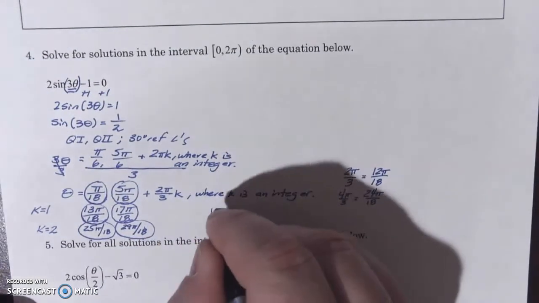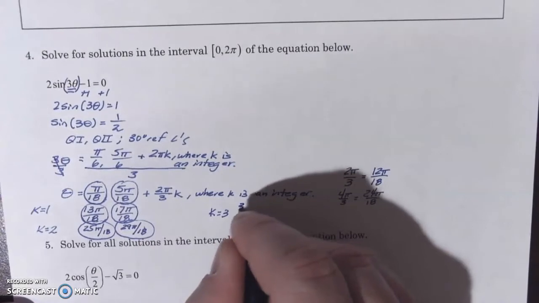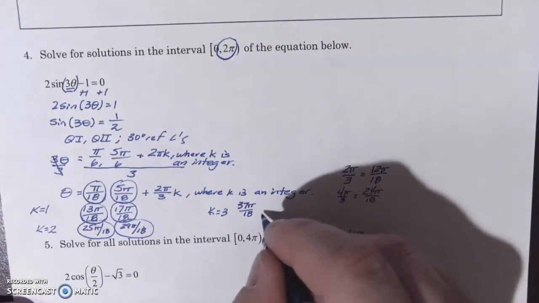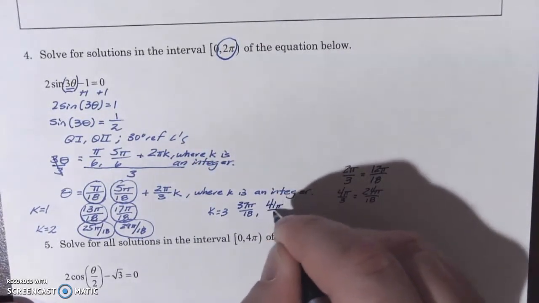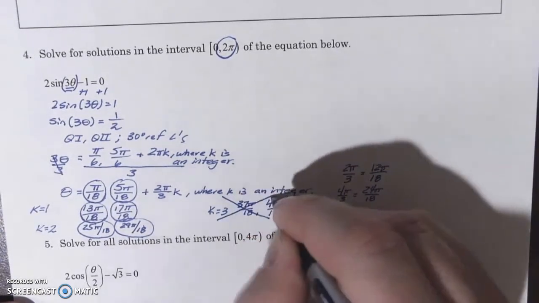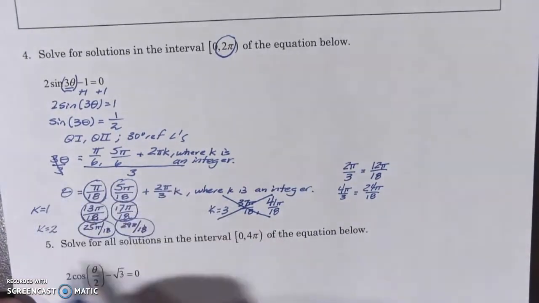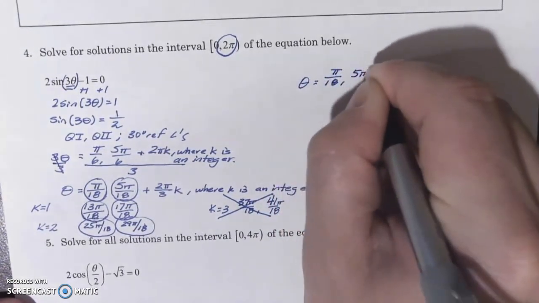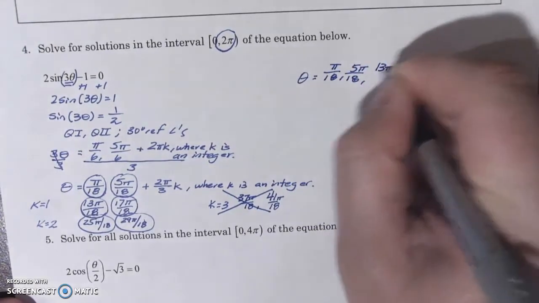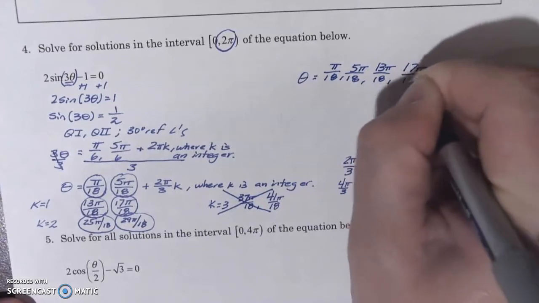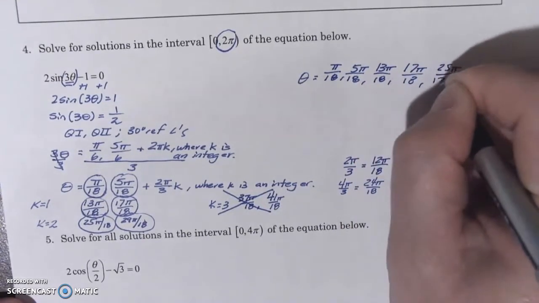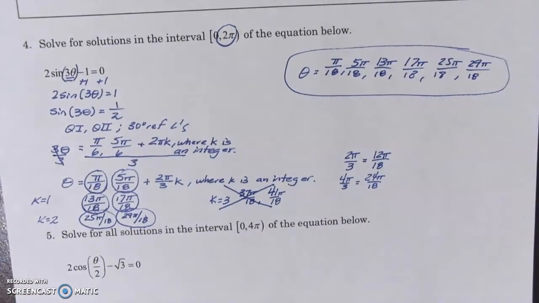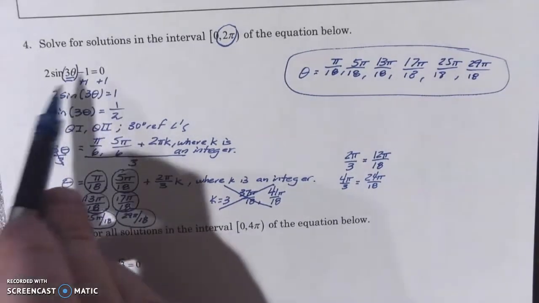If you'd like to check k equals 3, you'll see that that's 37 pi over 18, which is greater than 36 pi over 18, and 41 pi over 18, again greater. So we basically get to stop at these 6 solutions. Our final solutions are those 6. I knew they were going to be 6 because I had a 3 theta.